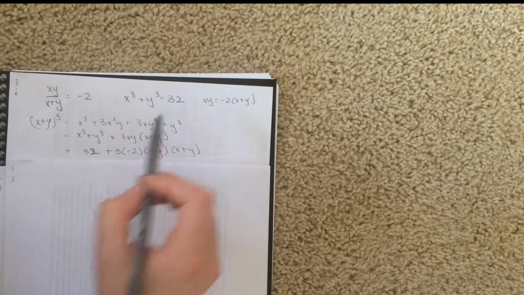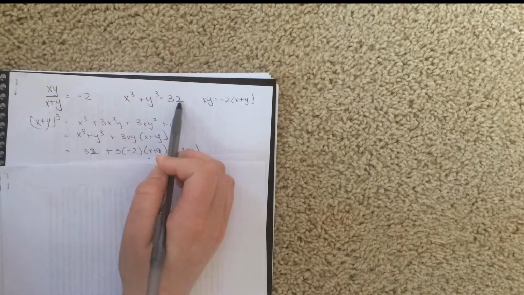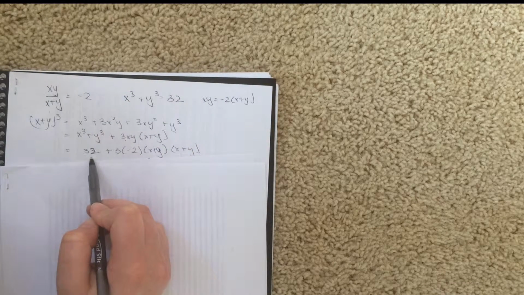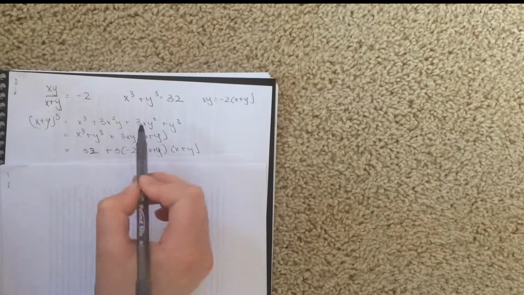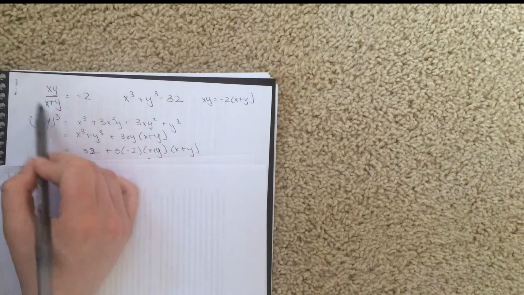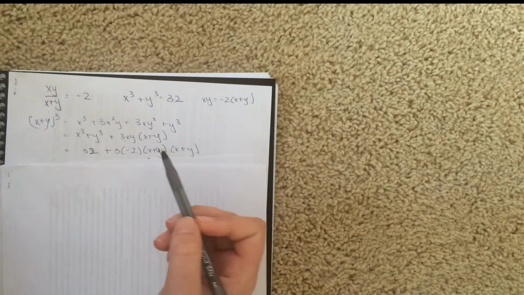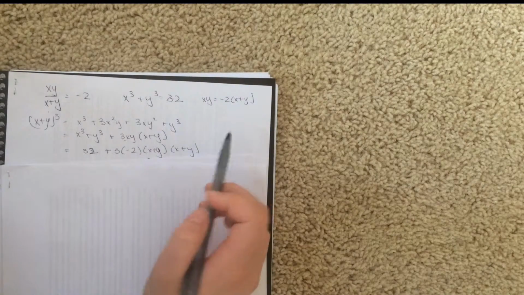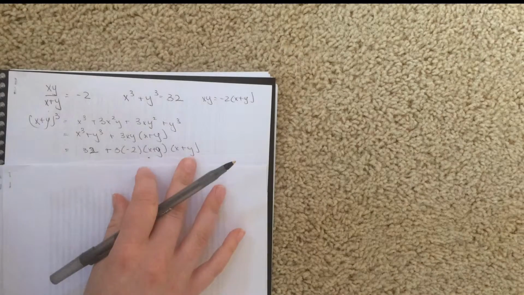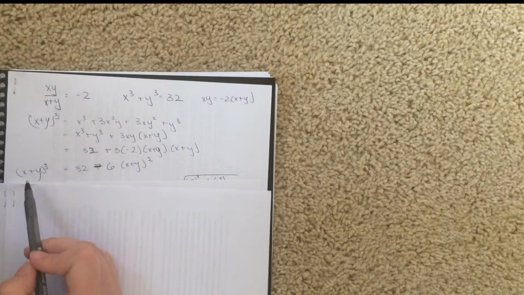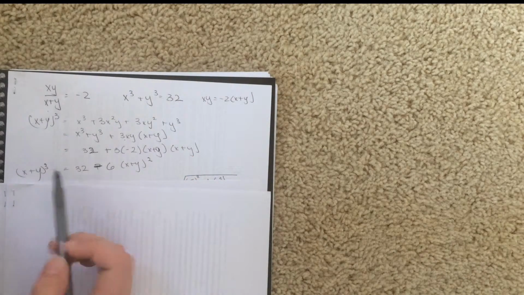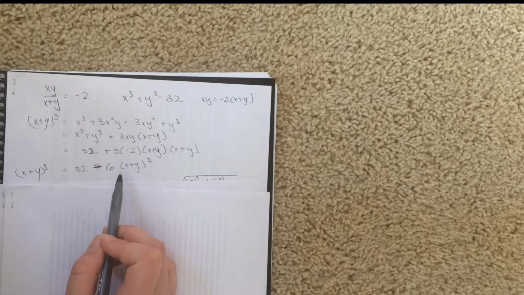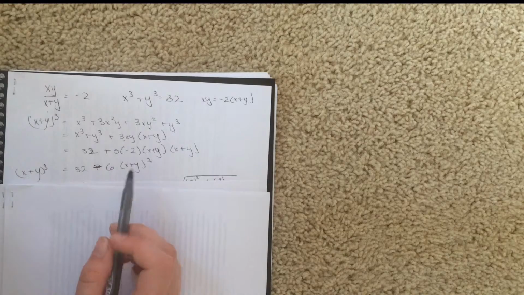So then if you notice, you have an x cubed plus y cubed, and up here we have established that that equals 32, so you can plug in 32. Then we also know that if you rearrange this equation here, you get that xy equals negative 2 times (x plus y). So I plug that into this, and with a little simplification, you get that (x plus y) cubed equals 32 minus 6 times the quantity of (x plus y) squared.